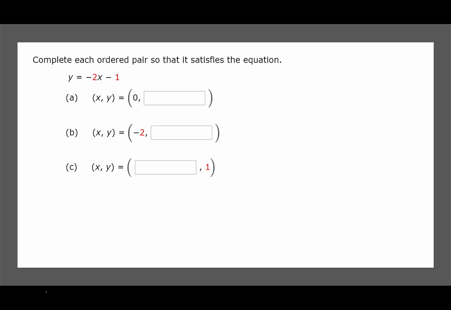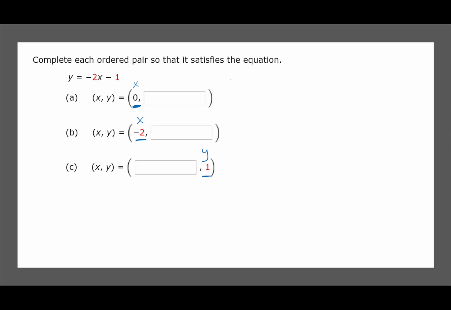Next question says complete each ordered pair so that it satisfies the equation. The equation is y equals -2x minus 1. I want you to notice that with each part of the question, one coordinate has already been given to you. So in part A, we know x is 0. In part B, x is -2. In part C, y is 1. The question asks to find the missing coordinate.